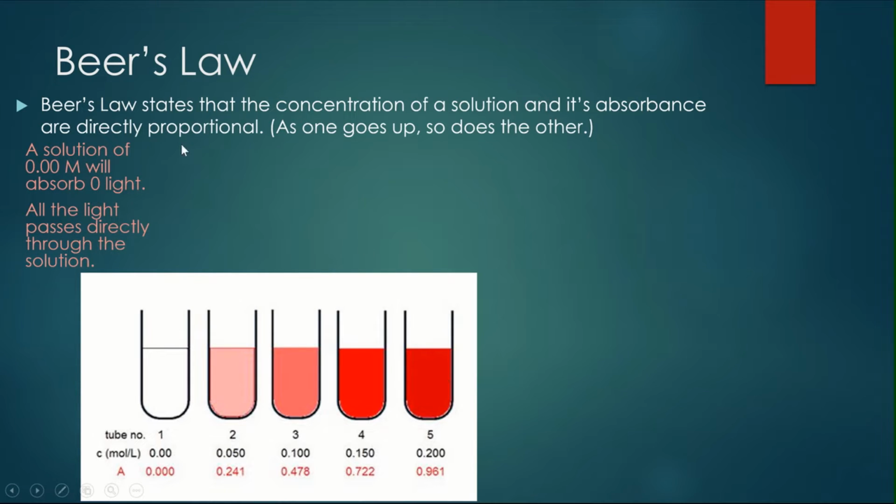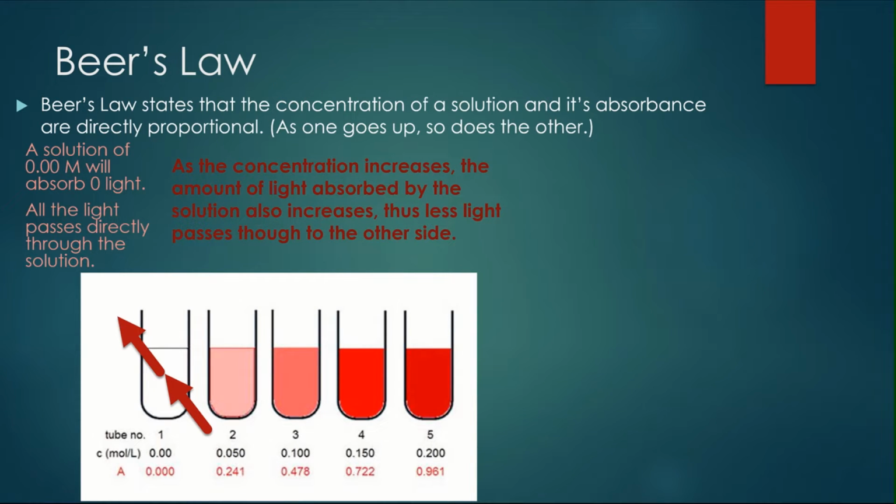So a solution of 0 molar, we're talking about just pure water here, will absorb 0 light. So 0 light, 0 absorbance. All the light should pass straight through this solution. And that's what we're showing here. A stream of light goes straight through the solution, and all of the light comes right out of the other side.